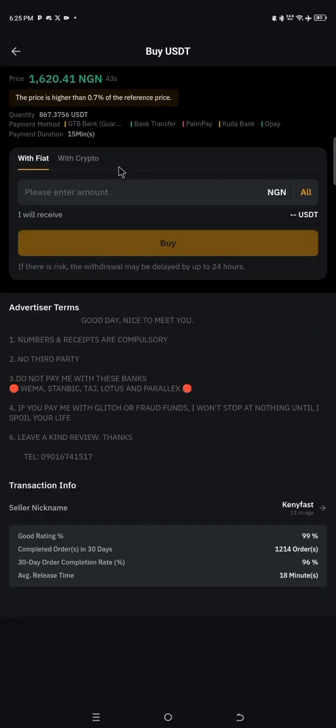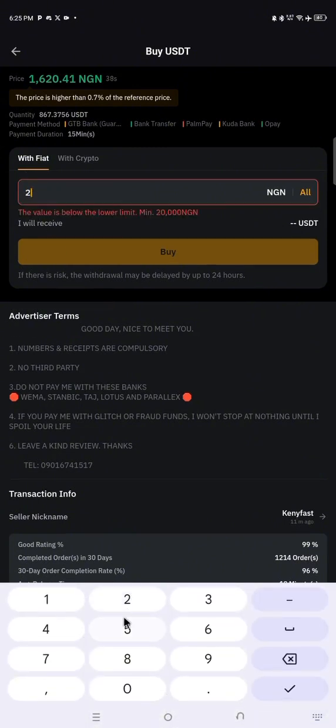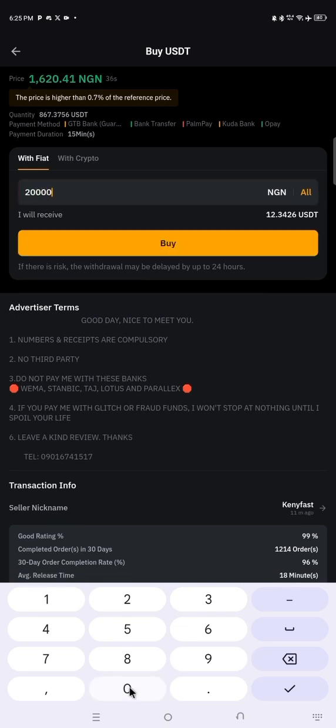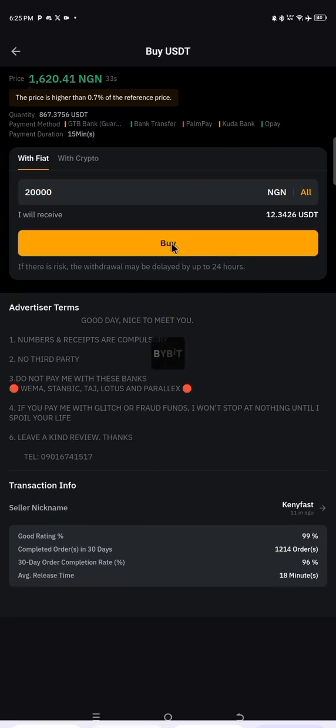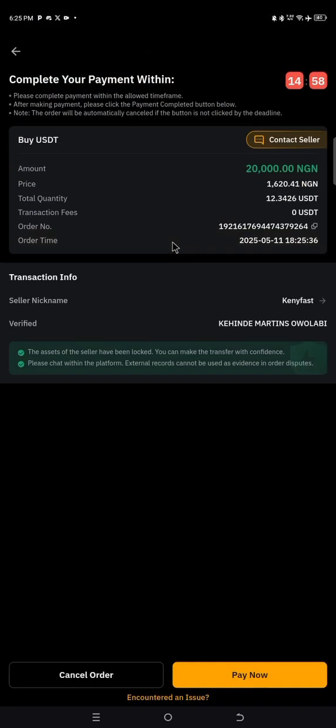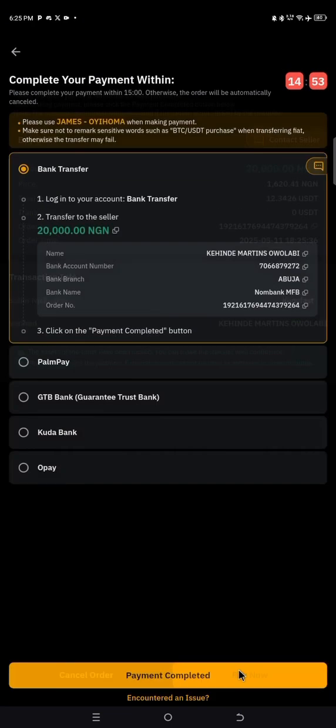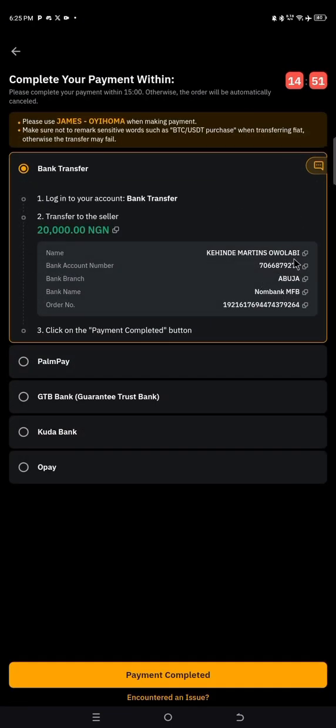So now you can see there, right? I'll type the 20,000. You can see there, right? Then I'll click what? Buy. You see, then you click what? Pay now. You can see, look at the person's account. The bank name is what? Non-bank, MFB, right? Look at the account number. And if you are not using it, you can select OPay here.